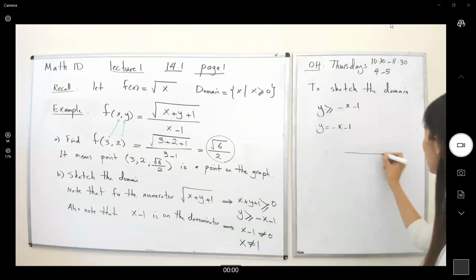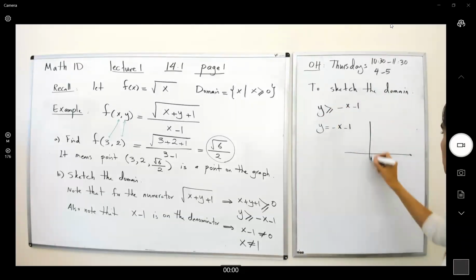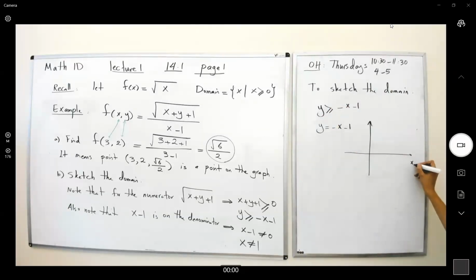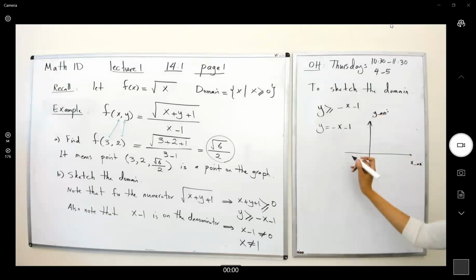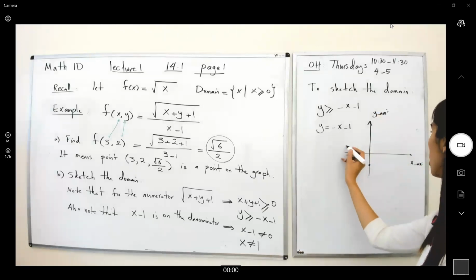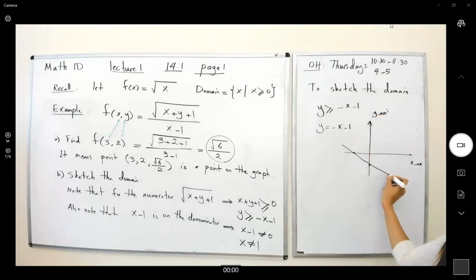So here you have x, here you have y, x-axis, y-axis. If I plug in 0, I get negative 1. If I plug in 1, I get negative 2. If I plug in negative 1, I get 0. So this is my line here.